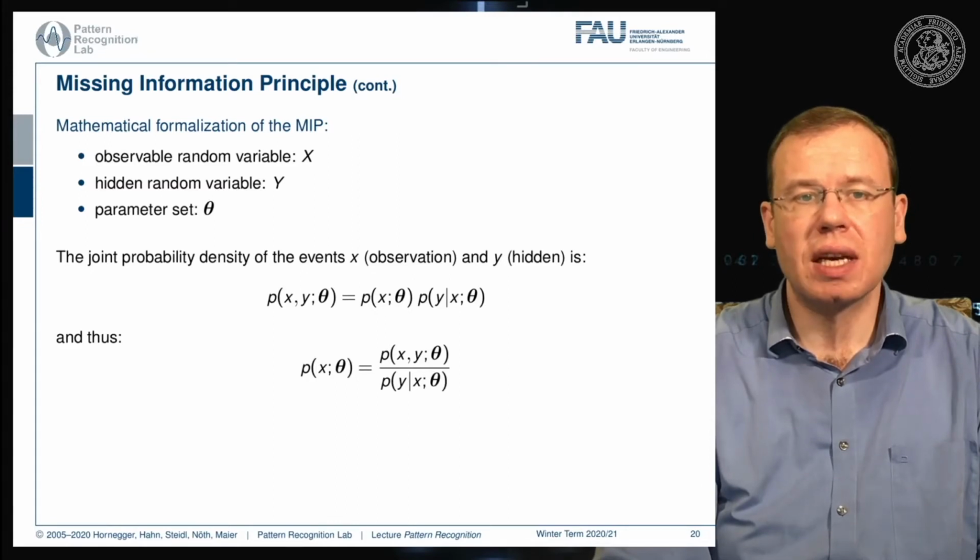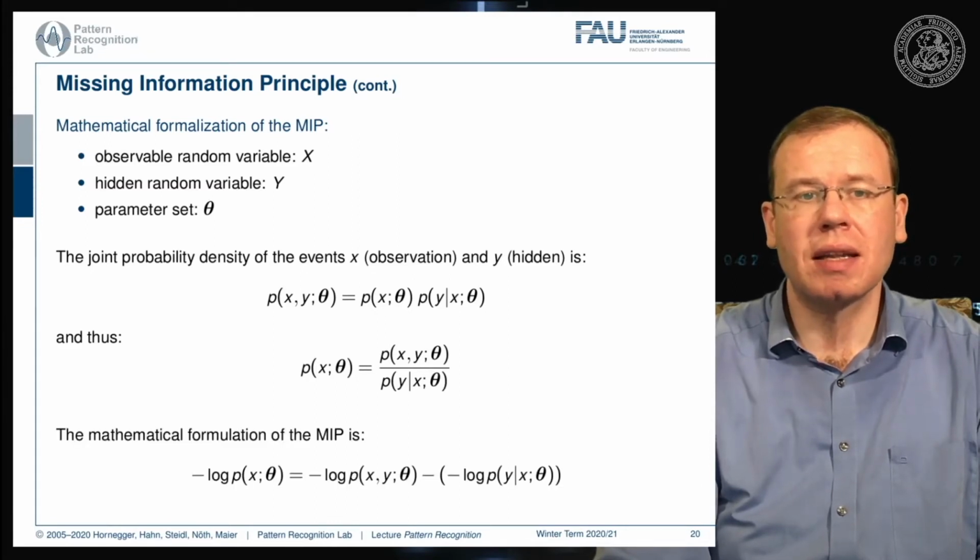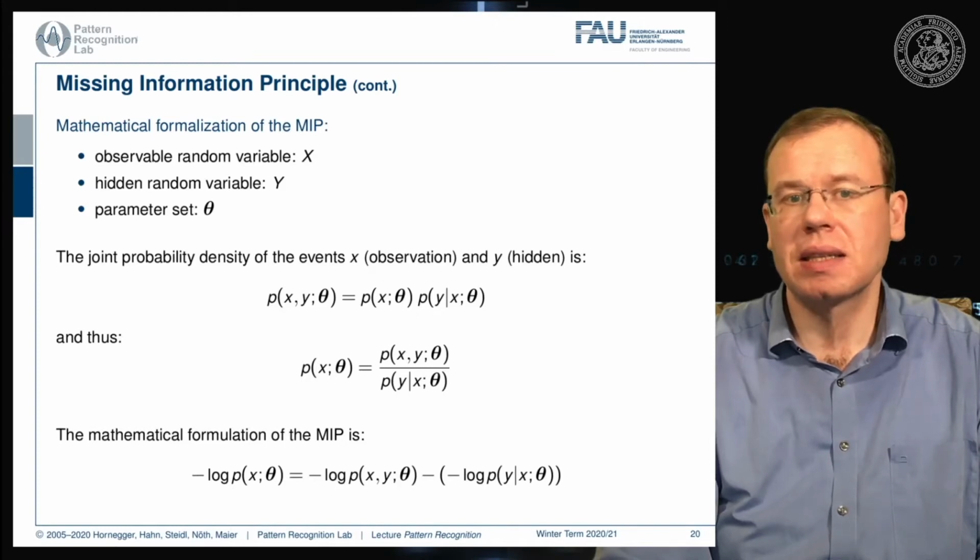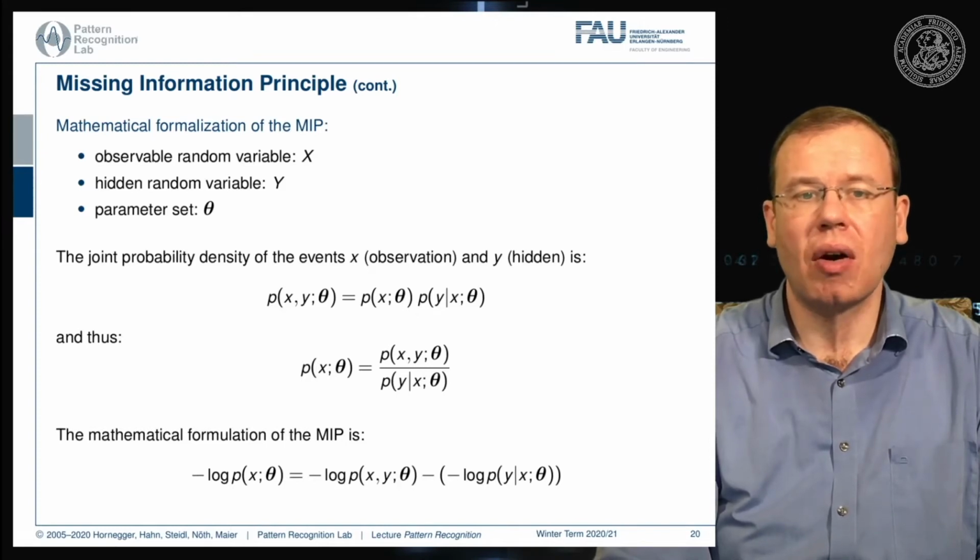So now we can look at this and apply the negative logarithm. So we can see that minus the logarithm of p of x and theta is equal to minus the logarithm of p of x, y, and theta minus the logarithm of p of y given x and theta.